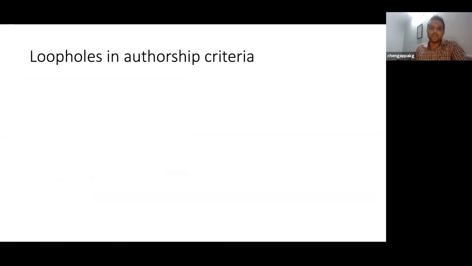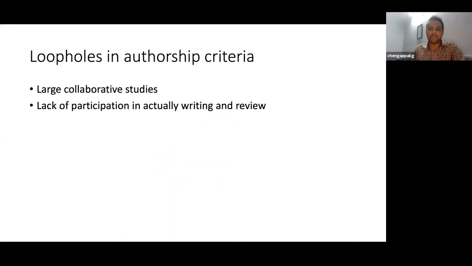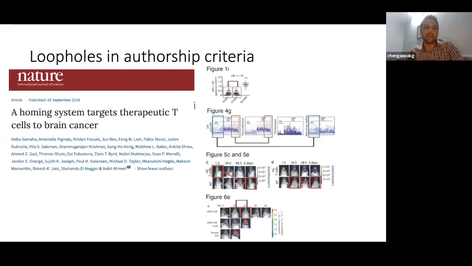People might not actually satisfy it, especially in large collaborative studies like this. Now here there are at least names of 5 different groups that have done the research. So whom do you attribute all this work to? So still the ICMJE criteria does not actually solve such problems. And then, especially some of the authors may not actually take part in writing the review or writing the manuscript, or analyzing the data. At such times, such problems happen.